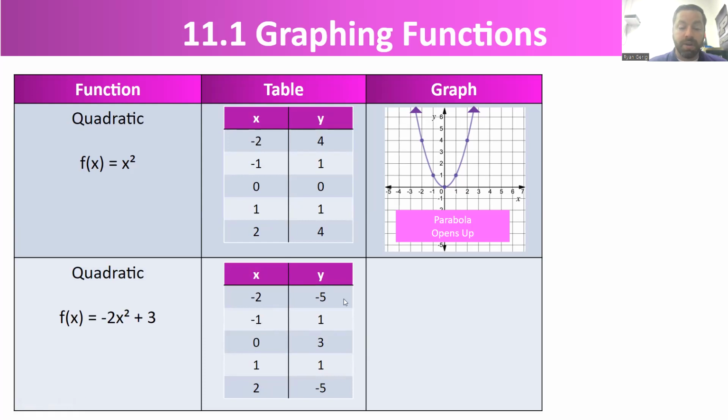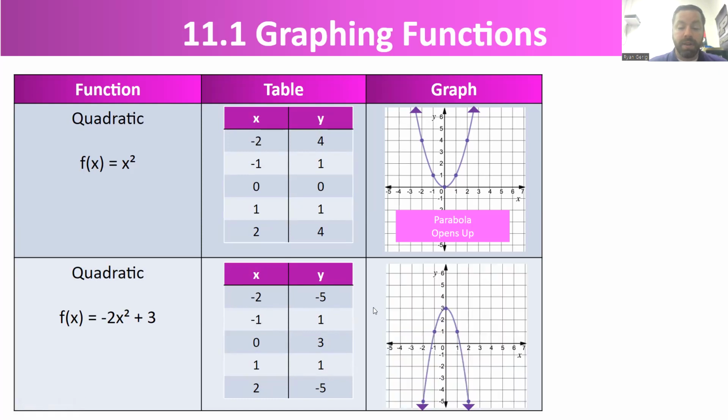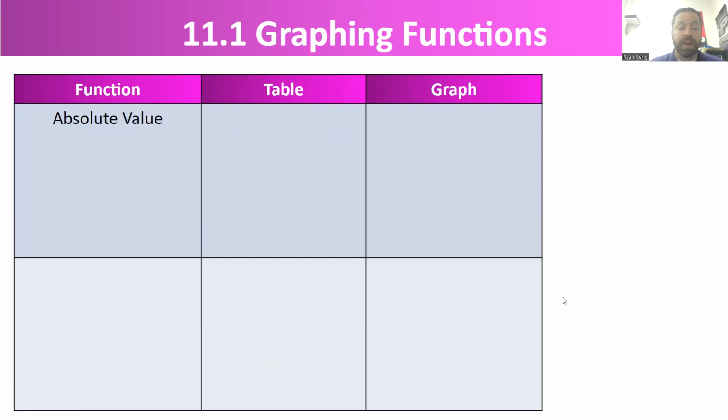And you can see that you get all those y values when you plug in those x's. And if you plot those, you get a U, but this one actually opens down. And the reason it opens down is because of this -2 in front. If you're multiplying your x squared by a negative, it's going to switch the parabola and open it down. All right, so we've done linear and we've done quadratic. We're going to finish up with absolute value.